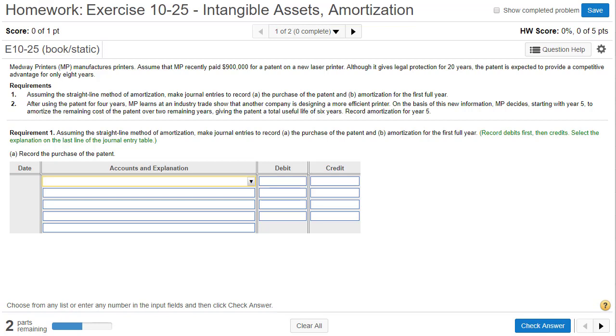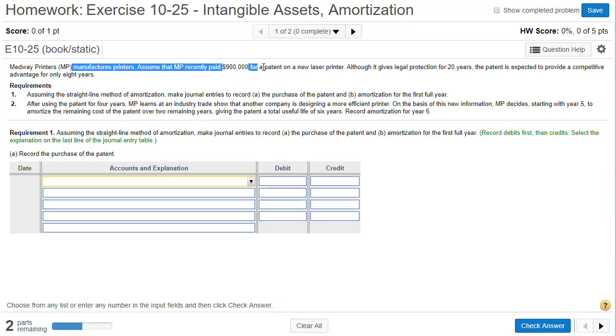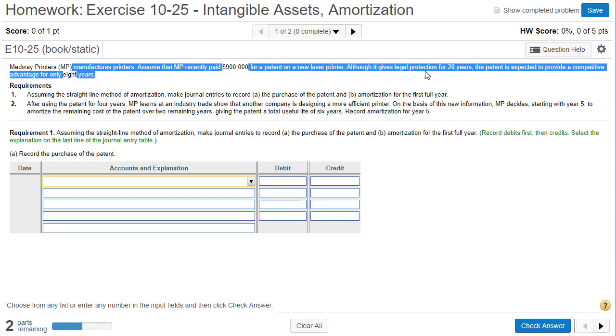Exercise 10-25. A company is going to purchase some intangible assets and then they will amortize them. Medway Printers manufactures printers. Assume the company recently paid $900,000 for a patent on a new laser printer. Although it gives legal protections for 20 years, the patent is expected to provide a competitive advantage for only 8 years. So the useful life will be 8 years, not the 20.